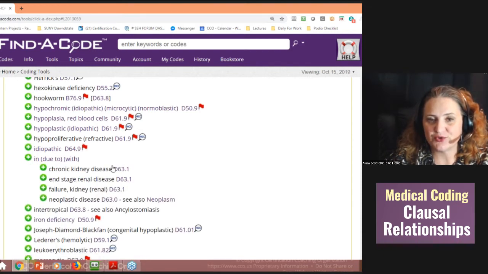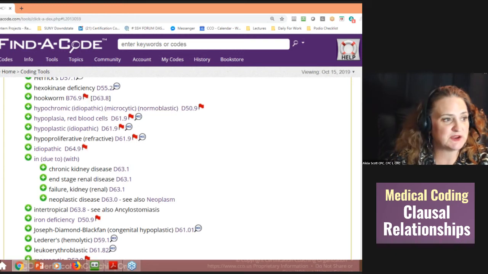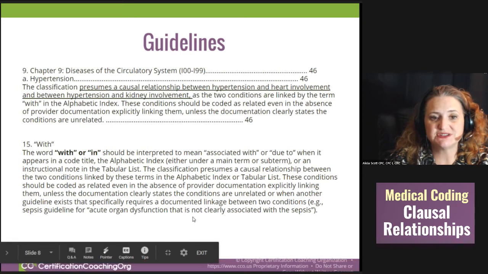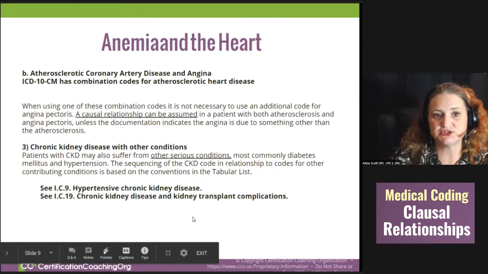And it is chronic kidney disease, end-stage renal disease, kidney failure, and if there is a neoplastic, if there's a cancer, right? So those all, plus everything here. That's amazing, right? That tells us that yes, there is a relationship there. Okay, and we know the guideline tells us whenever you see "with," that means you can assume it.